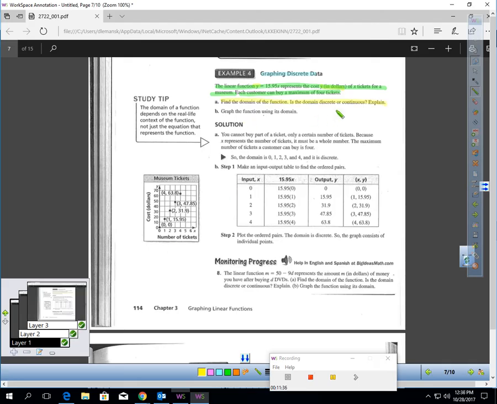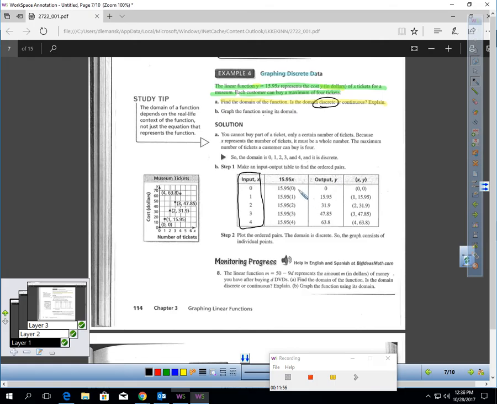Is the domain discrete or continuous? Let's think. I could buy 0 tickets, 1, 2, 3, or 4. That's select numbers. That means this function is definitely discrete. Okay? So they're going to make a table here. Here are the inputs. You could plug in 0, 1, 2, 3, 4.